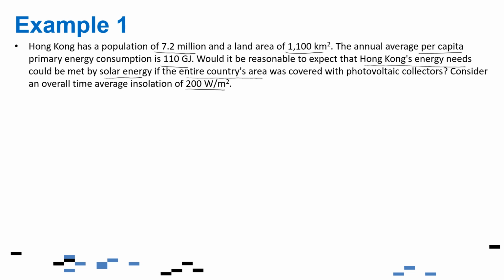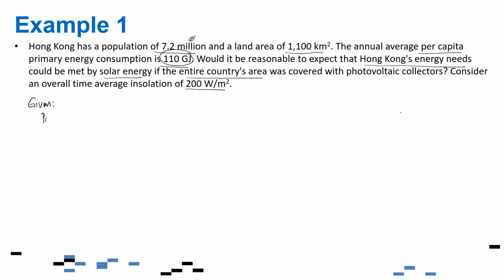So the question would be, if we cover the whole of Hong Kong with solar PV, are we able to provide that capacity or generation of electricity by solar PV alone for this number of people and this primary energy consumption? So that's going to be the question. So let's list down all the given values first, so we'll know exactly what values are given.